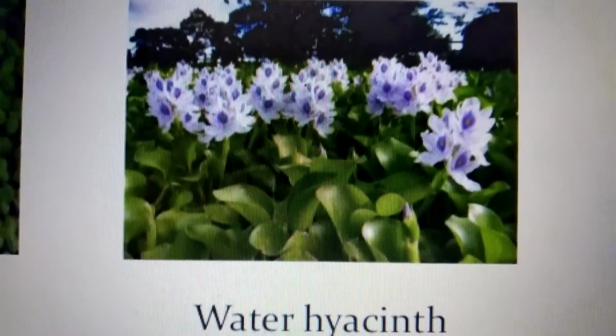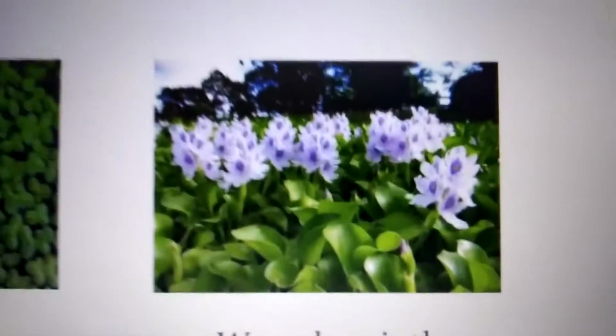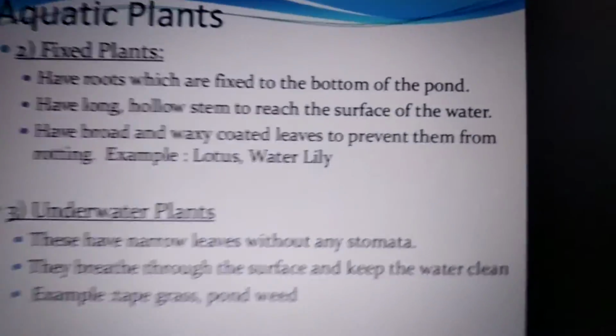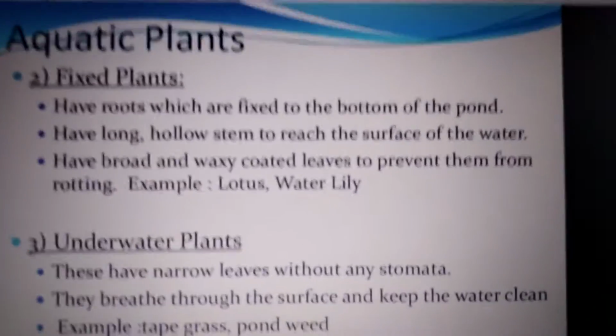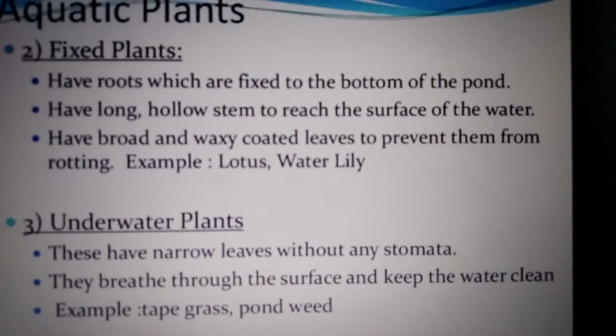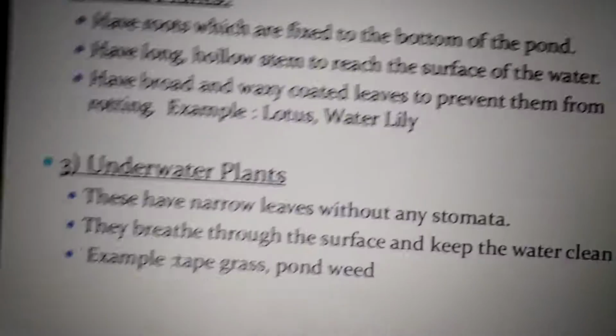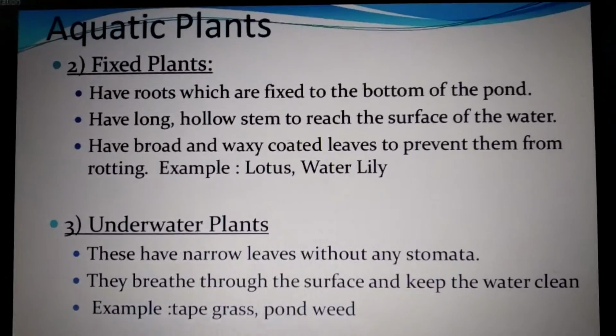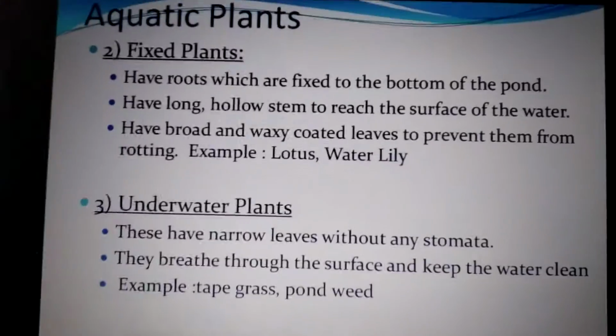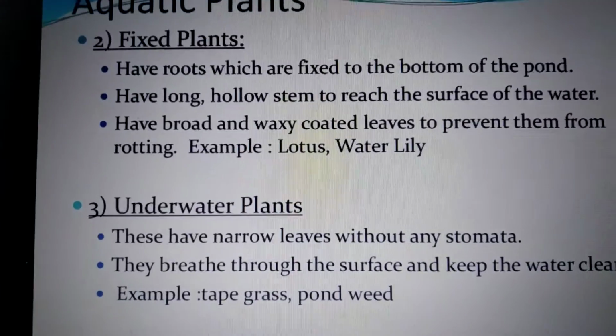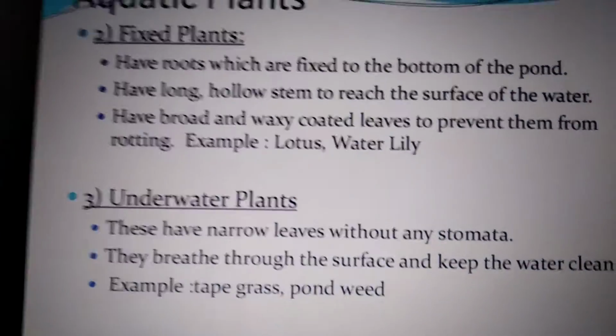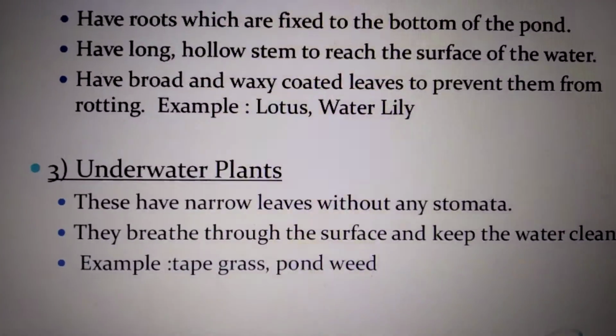Next, coming to the fixed plants. Fixed plants. The name itself says it. Fixed means it will not float on the water. So it has roots which are fixed to the bottom of the pond. These plants have roots that fix the plant in the mud at the bottom of the pond.